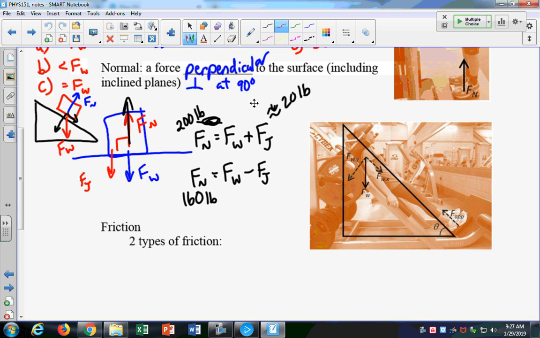That's a good question. Okay, so the normal force is perpendicular to the surface. That's what normal means. It's a mathematical term. It means perpendicular or an angle of 90 degrees. It doesn't mean usual or regular. It means normal, perpendicular at an angle of 90 degrees. And so the normal force is always perpendicular to the surface. Normally, we have a flat surface, a horizontal surface.